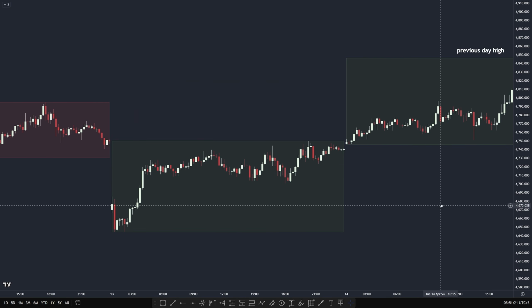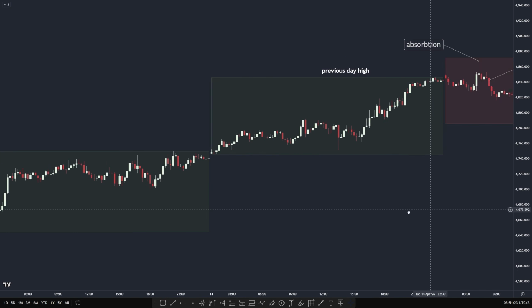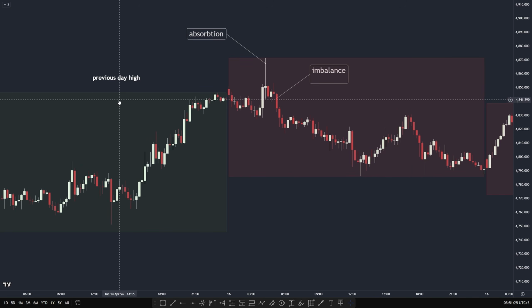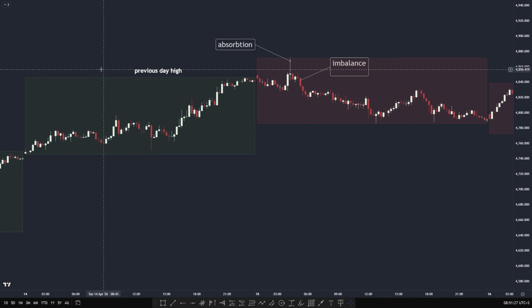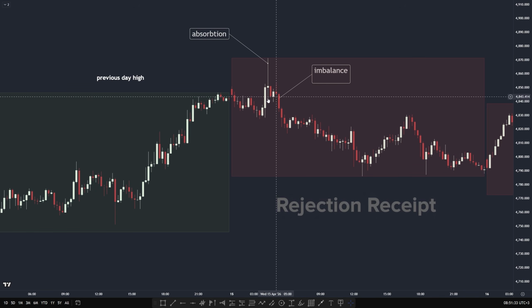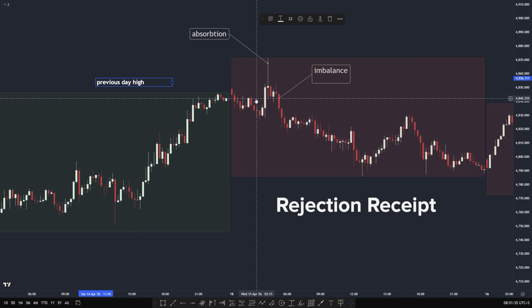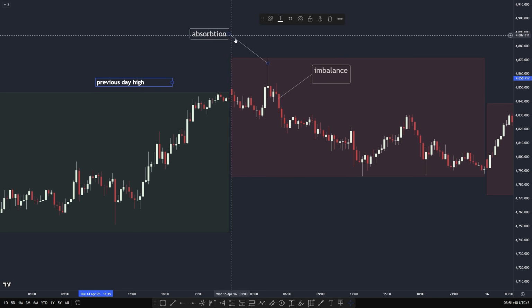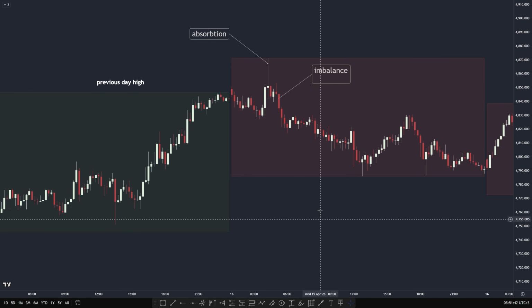Some rapid-fire examples. Pay attention. Gold on the 1 hour. Price pierces the prior day high. Exactly. The body closes back inside yesterday's range. This is a confirmed rejection receipt, so a short trade is valid. One wick plus a pre-marked level equals a high probability entry.